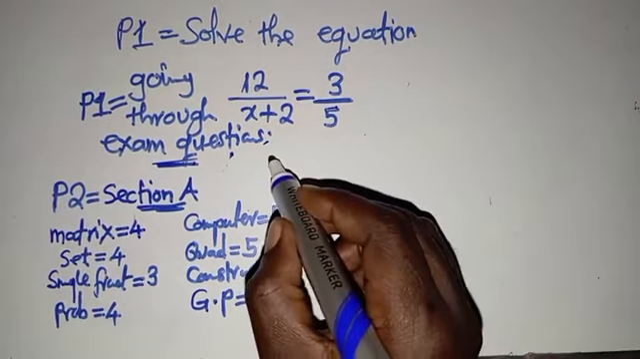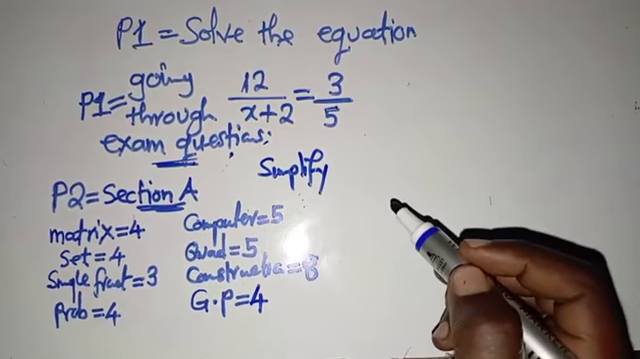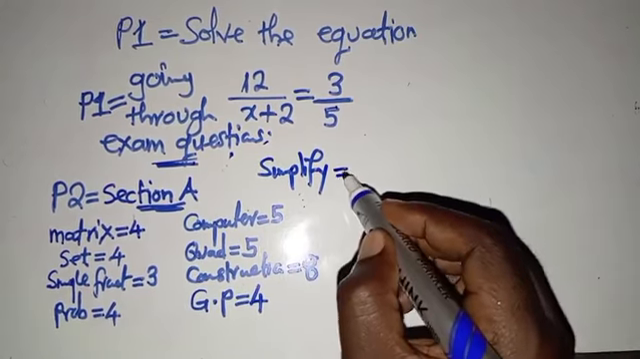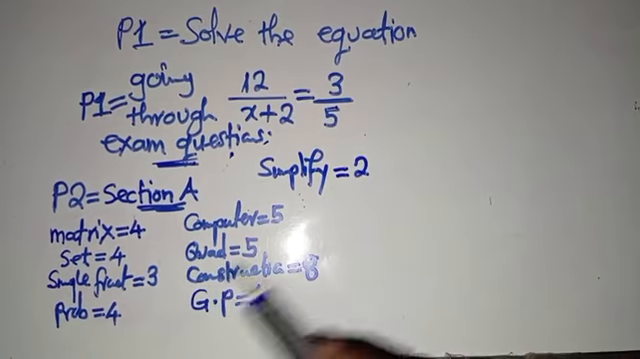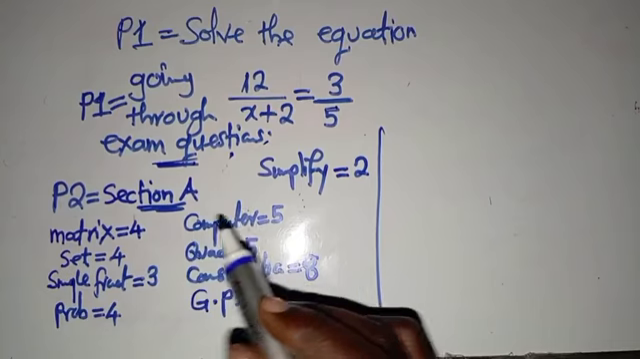Then there is a question where you are told to simplify. It may tell you to simplify, and that one gets to carry 2 marks. I guess you've seen here, we are done with section A.